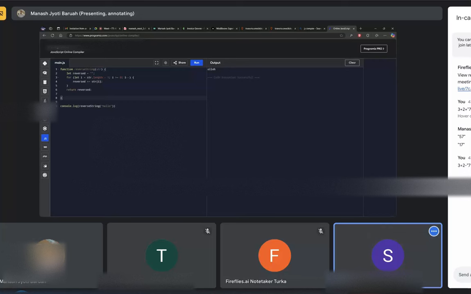Okay. Yeah. So have you ever written any custom hook? Yes.